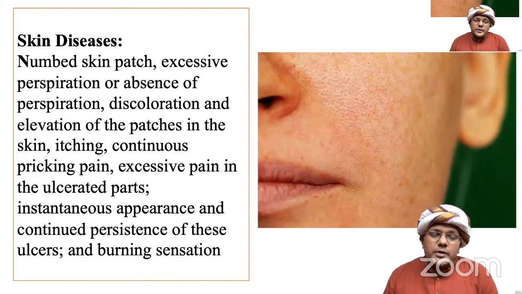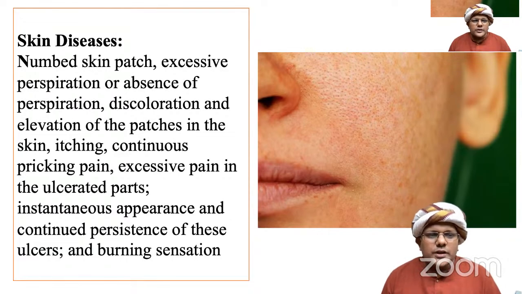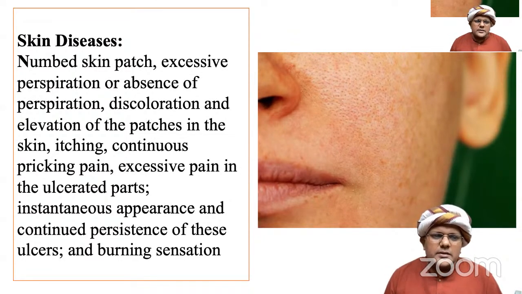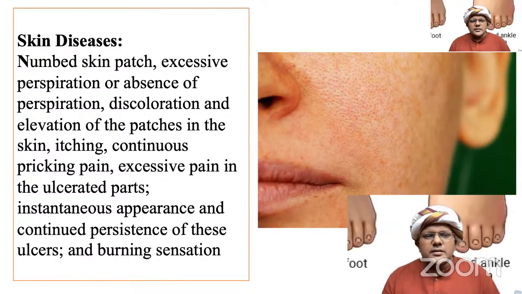Indications of premonitory symptoms of skin diseases. You don't have skin disease today. In the future you might get skin disease, but now you will feel there is a numb patch on your skin where you can't feel your regular sensation. Excessive perspiration or absence of perspiration, discoloration or elevation of the patches in the skin, some itching, continuous pricking pain, excessive pain in the ulcerated parts, instantaneous appearance and continued persistence of these ulcers in some parts of your body or inside your mucous membrane, burning sensation in the skin. All these things might indicate future skin diseases, complicated skin diseases.